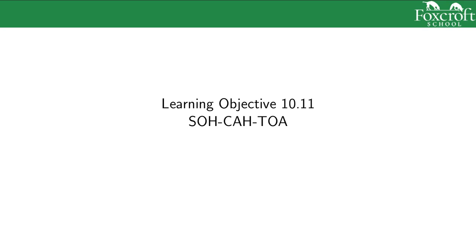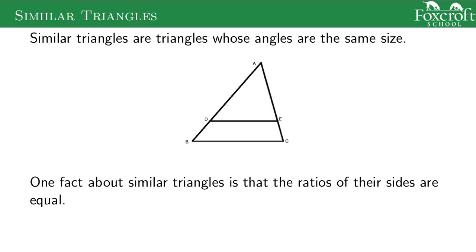So with this learning objective, we're going to start our big, long process of learning about trigonometry for the rest of the semester. Trigonometry has to do with this thing that we're going to call Soh-Cah-Toa. And we're just going to keep building on that throughout the rest of our units. The first thing: similar triangles are triangles whose angles are the same.